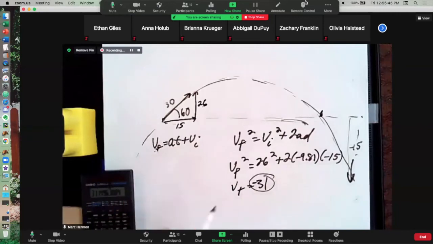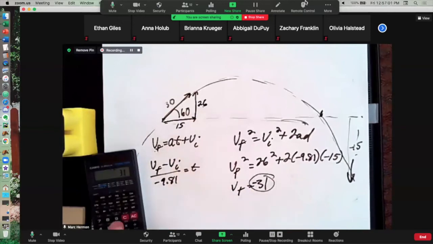And you would have noticed right away when you did it in here because it wouldn't have worked, right? So VF minus VI over negative 9.81 equals the time. So I'm going to have negative 31 minus 26 divided by negative 9.81. Time is like 5.8 seconds.